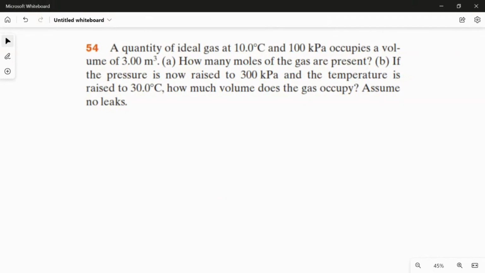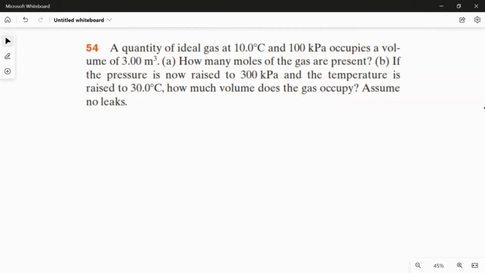And the second question is, if the pressure is now raised to 300 kilopascal and the temperature is raised to 30 degrees Celsius, how much volume does the gas occupy? Assume no leaks. So here we have to answer two questions. For that, first of all, we have to write the given. Once you write the given, it will be very easy to get the idea for answering these questions.